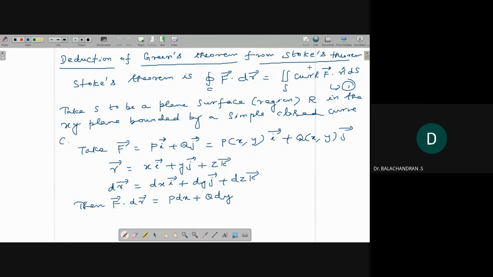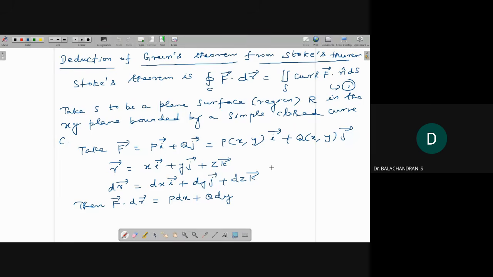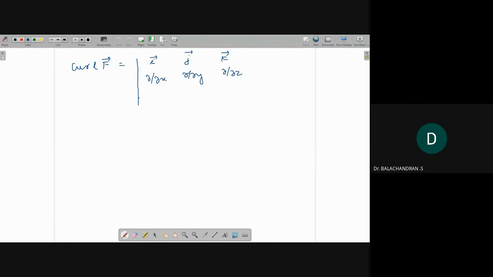So next I am going to find curl of f vector. Curl of f vector equal to the determinant of i vector, j vector, k vector, dou by dou x, dou by dou y, dou by dou z, then f vector. F vector is p, q, 0.